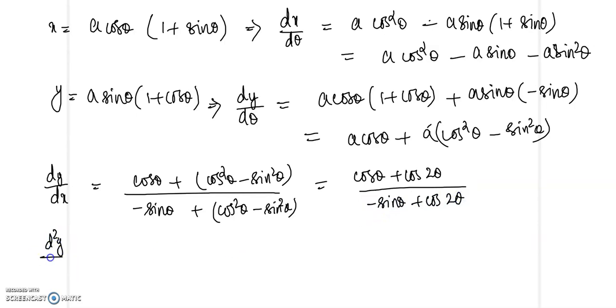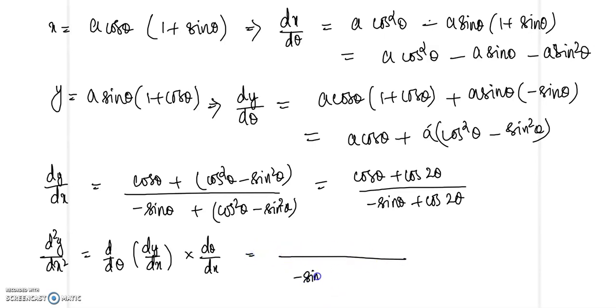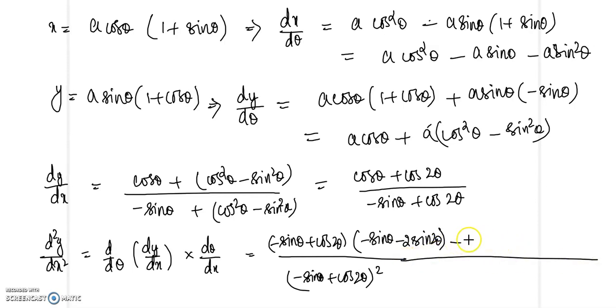Now we want the value of d square y by dx square, so that will be d by d theta of dy by dx into d theta by dx. So we need to differentiate this with respect to theta. So we will get minus sin theta plus cos 2 theta whole square, then minus sin theta plus cos 2 theta into minus sin theta minus 2 sin 2 theta, minus cos theta plus cos 2 theta into minus cos theta minus 2 sin 2 theta.